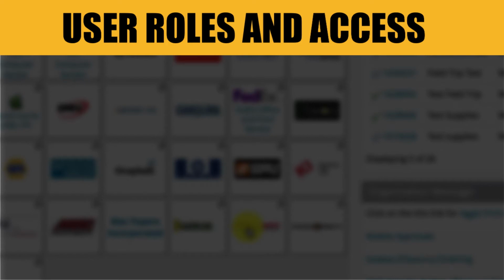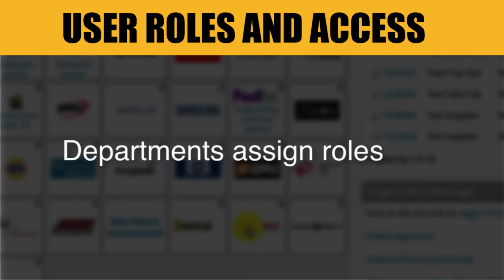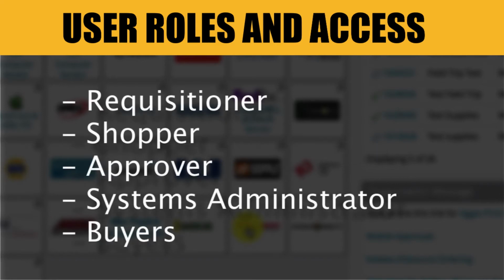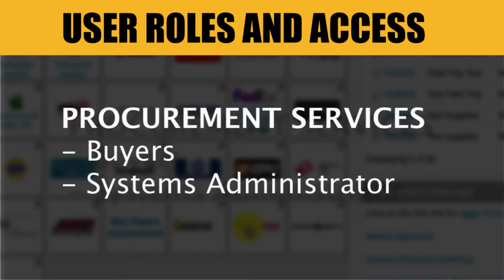User roles and access. We are assigned roles depending on what our job description is here at the university. Purchasing, procurement services does not decide what your role is. Your department will decide on that. So we have several roles that you can play. You can be a requisitioner, a shopper, an approver. We have a systems administrator, and we have buyers. Buyers are assigned to those individuals in the procurement services office, and so is the system administrator. He is assigned to procurement services.